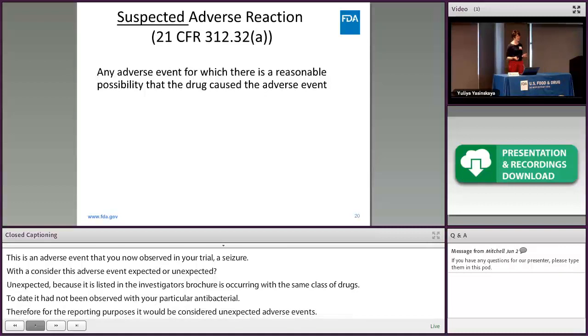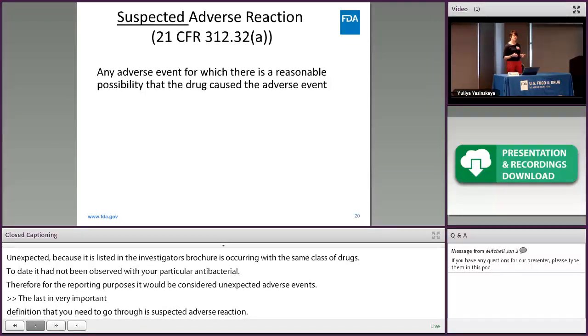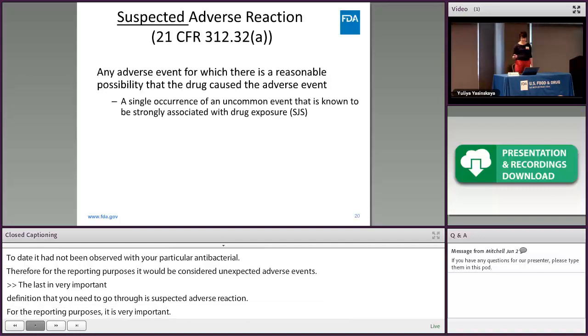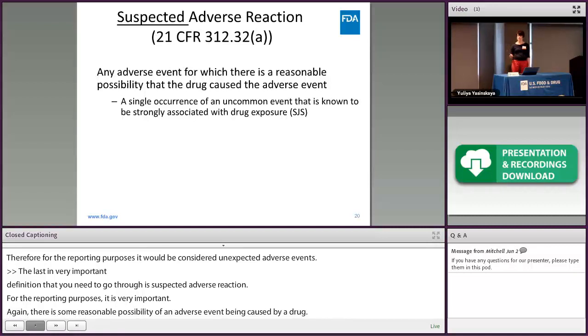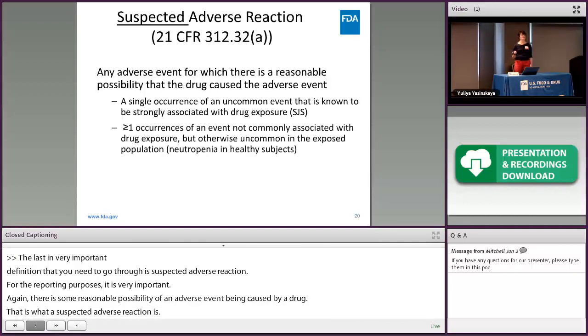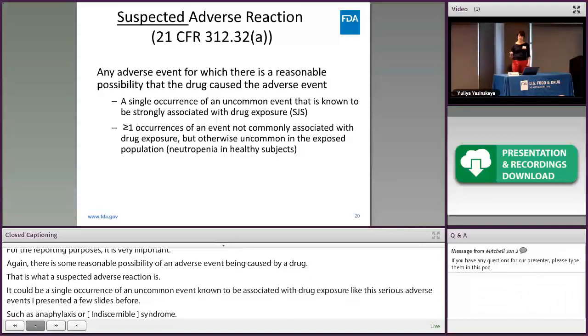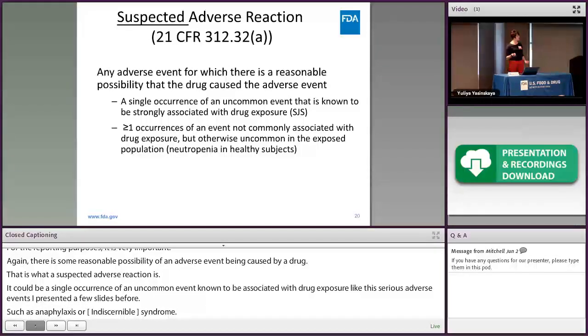For reporting purposes, it's very important. So again, there's some reasonable possibility of an adverse event being caused by a drug. That's what a suspected adverse reaction is. It could be a single occurrence of an uncommon event that's known to be associated with drug exposure, like the list of serious adverse events that I presented on a few slides before, such as anaphylaxis or Stevens-Johnson syndrome. It could be an event that is not commonly associated with drug exposure. However, it's very uncommon in the patient population under study, such as neutropenia in healthy volunteers.